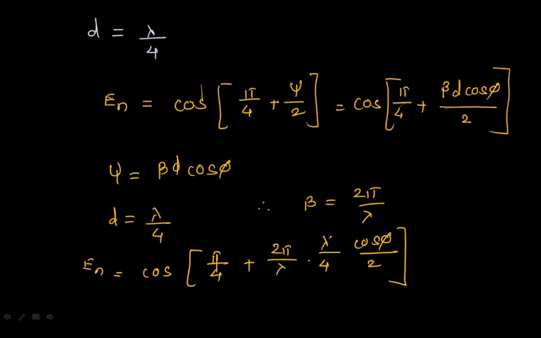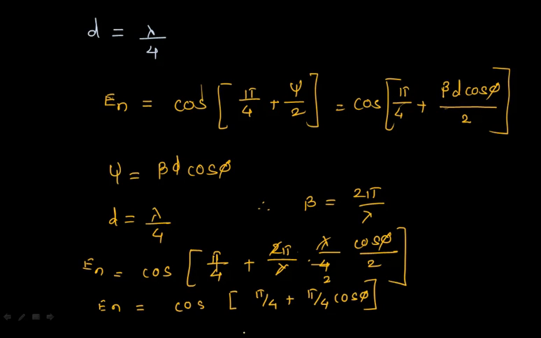So this lambda will get cancelled. These two 2s are 4. This is pi by 4 cos of phi. So finally I have got En is equal to cos of pi by 4 plus pi by 4 cos of phi. This is when I'm changing the distance to lambda by 4.